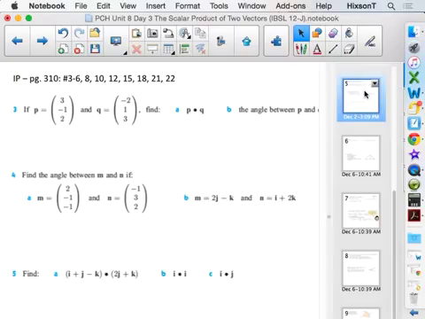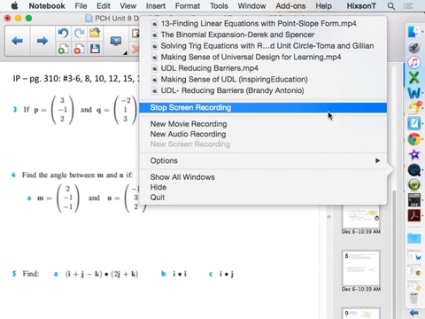I'm giving you a lot of time to work through these because I want you to really take your time, focus, and work your way through these. All right, let's go ahead and do that then.